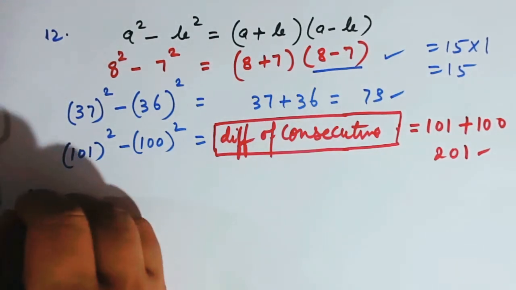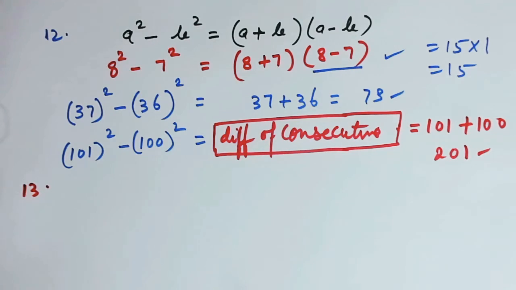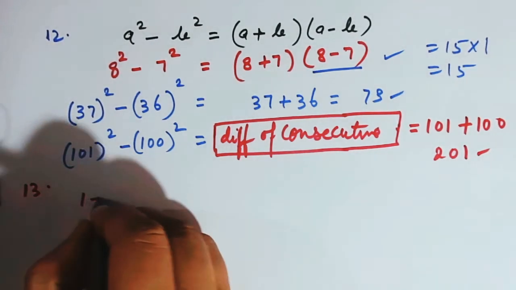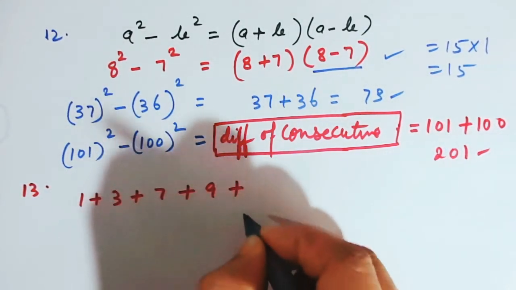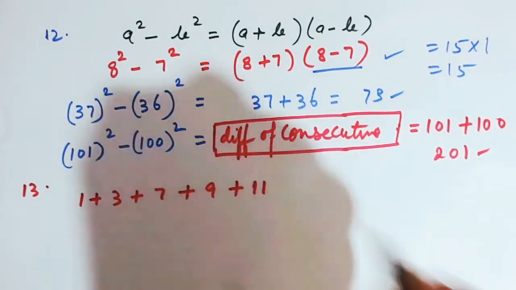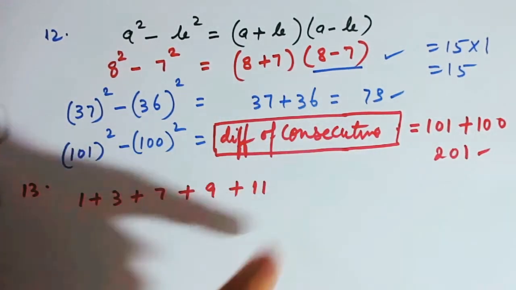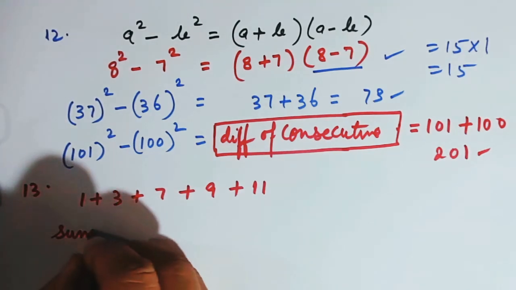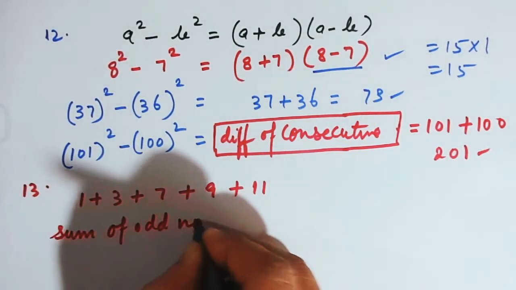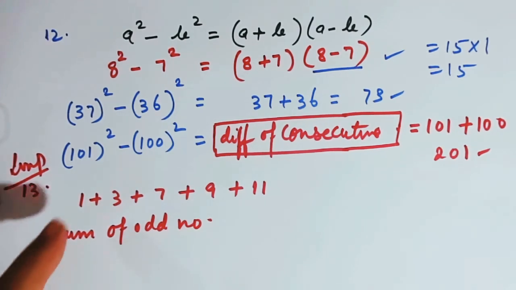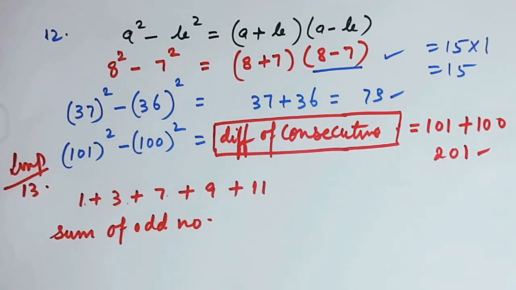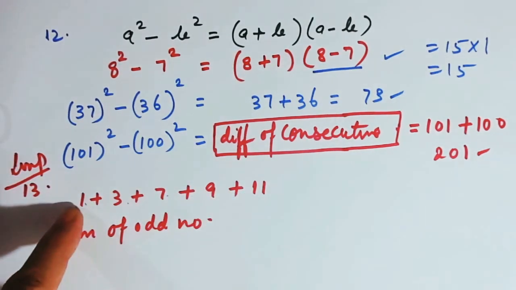Now number 13 says, without doing actual calculation, find 1 plus 3 plus 5 plus 7 plus 9 plus 11. These are sums of odd numbers, and this is very important from the examination point of view. Let me see how many numbers there are. For example, 1, 3, 7, 9 and 11 are given. So how many numbers are there? 1, 2, 3, 4, 5.